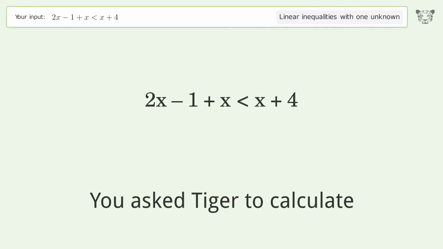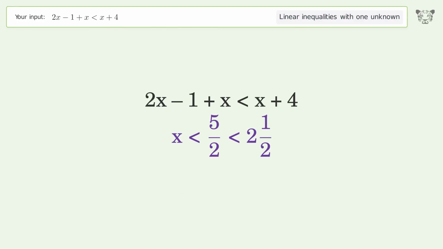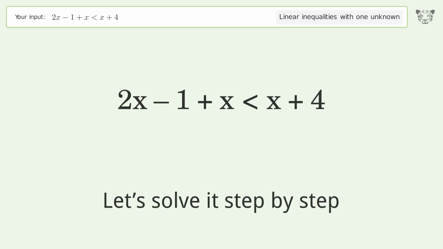You ask Tiger to calculate. This deals with linear inequalities with one unknown. The final result is x smaller than 5/2 smaller than 21/2. Let's solve it step by step.